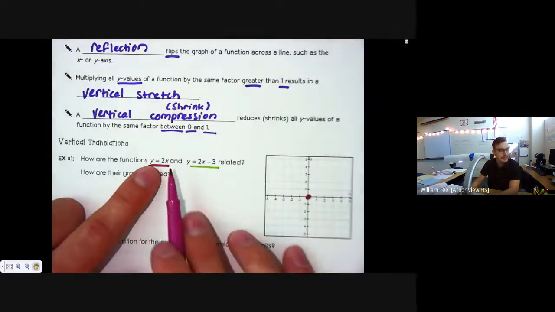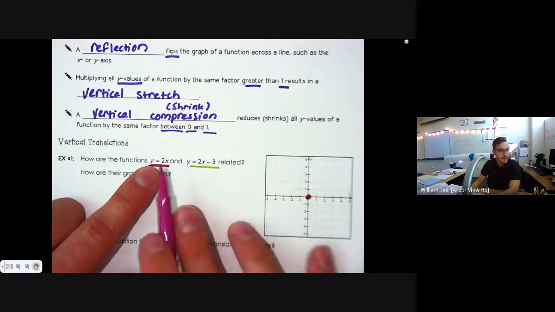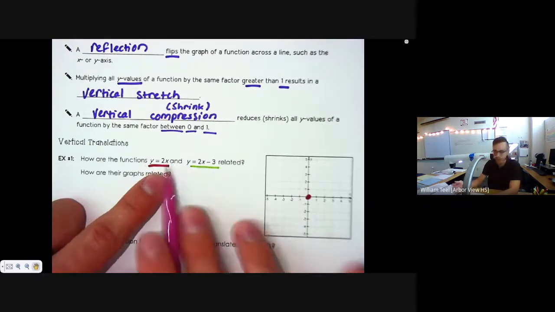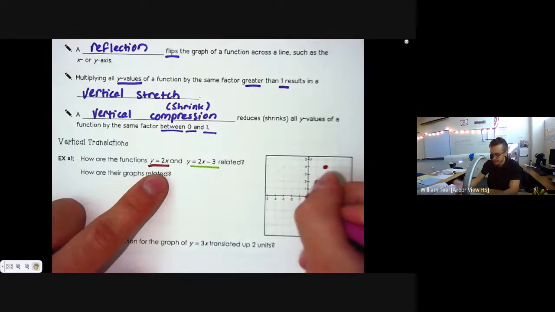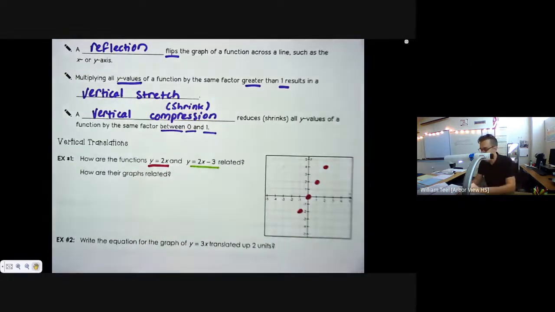Then I'm going to use my slope to draw some points. My slope is 2, so that means I'm rising 2, running 1. So I'm going to go up 2 to the right 1, up 2 to the right 1. Let's also do the reverse, down 2 to the left 1. Okay, so that is the graph of y equals 2x.